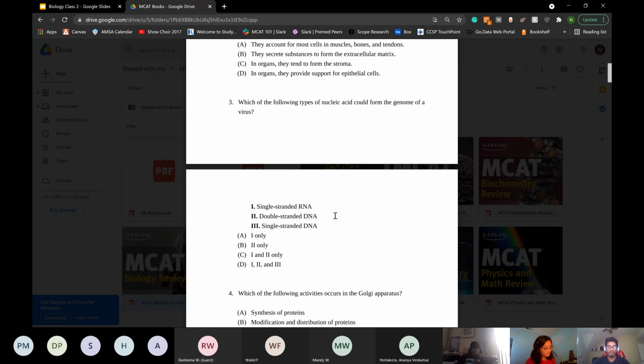If not, I can go ahead and explain it. So for this question, we're just looking at the types of nucleic acid that we can find in a virus. The key thing to know about viruses is that they're very diverse. There are tons of them and there are tons of different types of them.